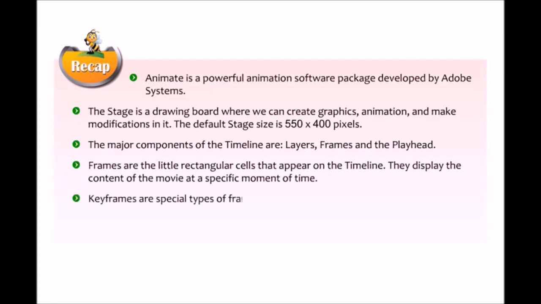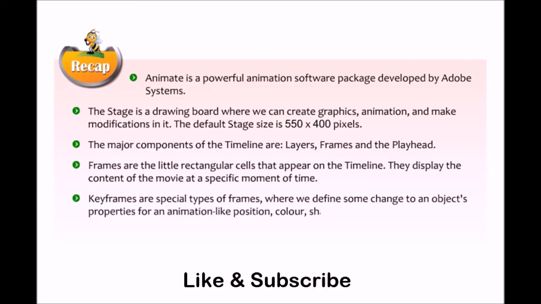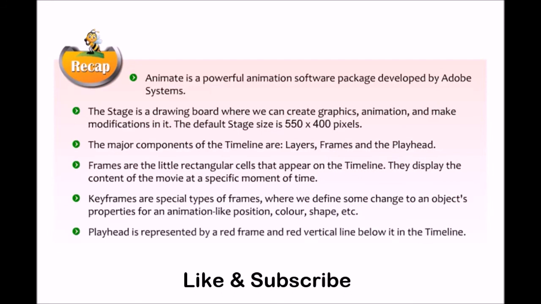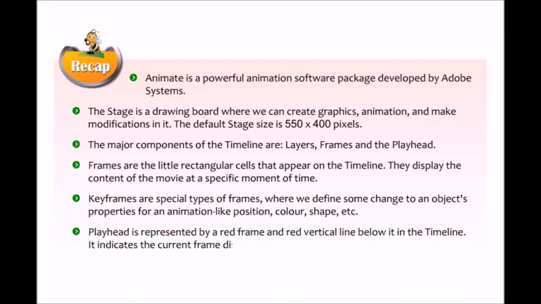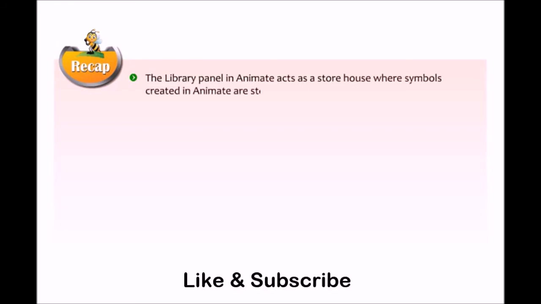Keyframes are special types of frames where we define some changes to an object's properties for an animation like position, color, shape, etc. The playhead is represented by a red frame and a red vertical line below it in the timeline. It indicates the current frame displayed on the stage. It moves from left to right in the timeline as the movie proceeds through the frames. The Library panel in Animate acts as a storehouse where symbols created in Animate are stored in an organized manner.